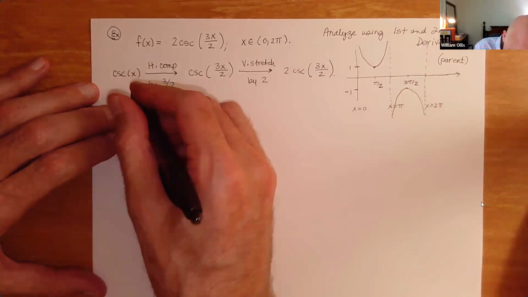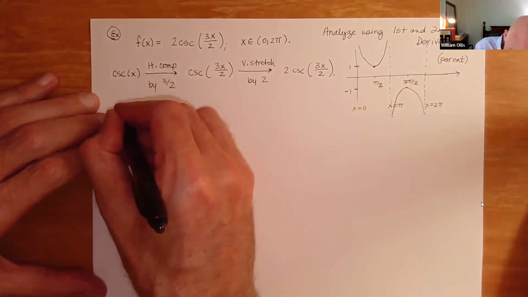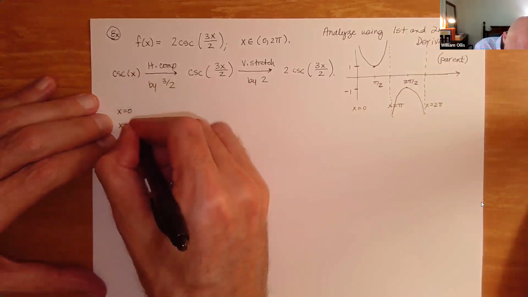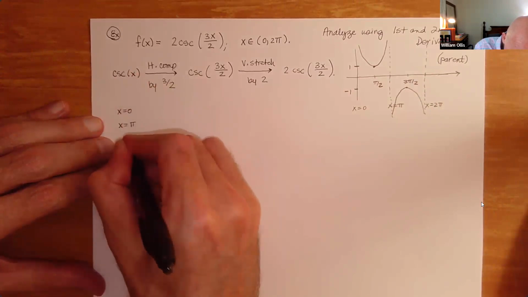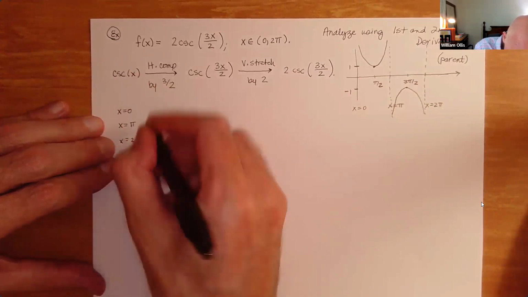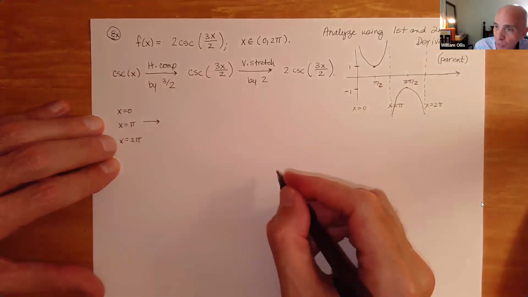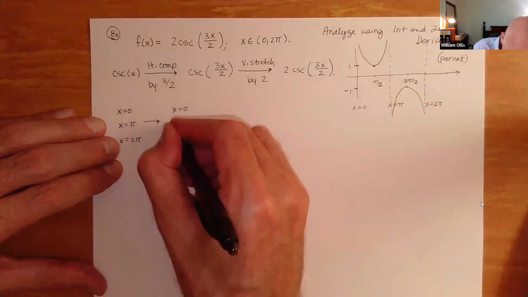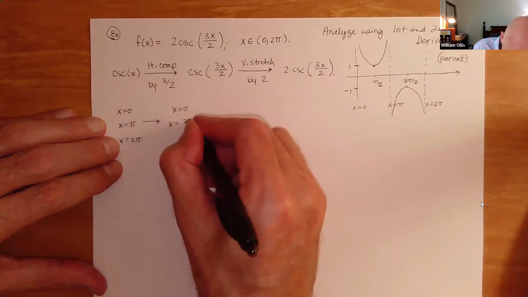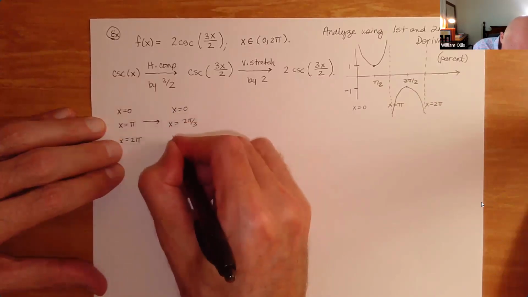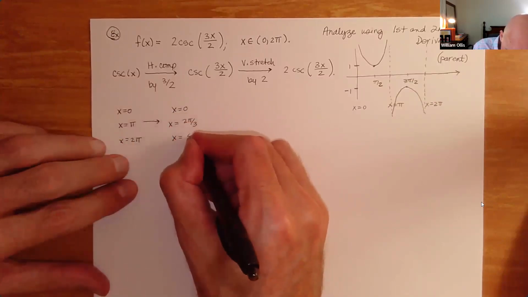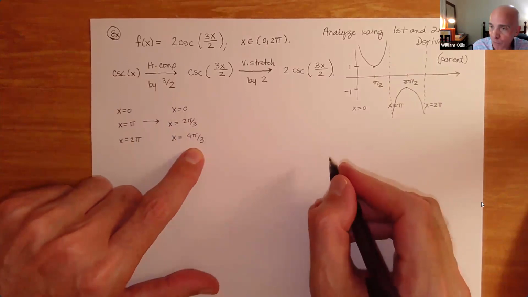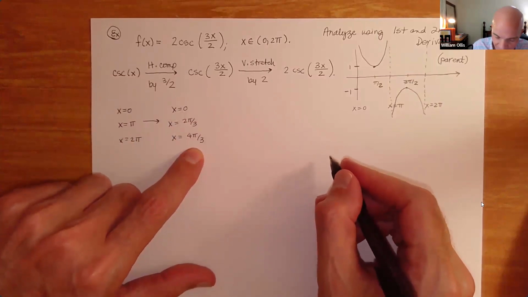So now let's put everything down. We've got what? X equals 0. We have X equals pi. And then we have X equals 2 pi. So when we do the compression, we're just dividing by 3/2 or multiplying by 2/3. So X equals 0 doesn't change. So we get X equals 2 pi over 3. And then, of course, multiplying by 2/3, we get 4 pi over 3. So that gives us a new period, which is 4/3 pi, and we'll verify that is indeed correct.